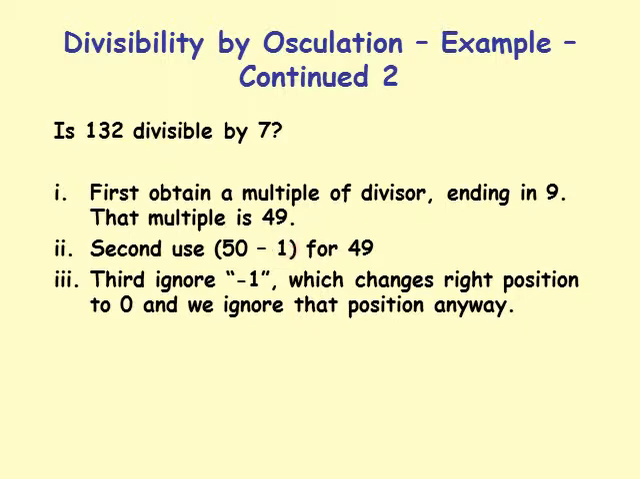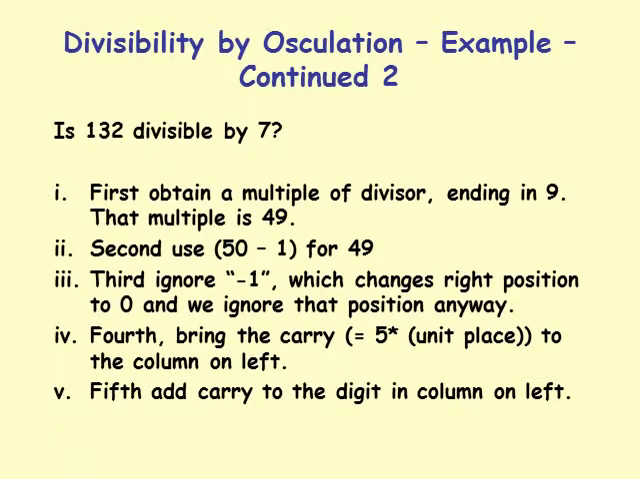This minus 1 changes the right position to 0, and we ignore that position anyway. Fourth, bring the carry from 50 times the right place value. The carry value is 5 times the unit place, the right place, to the column on the left. So we would add 5 times the right place value to the column on the left. Fifth, add the carry to the digit in the column on the left.